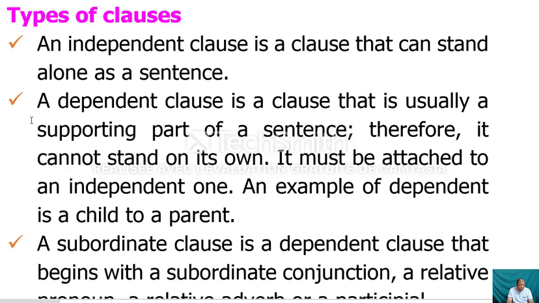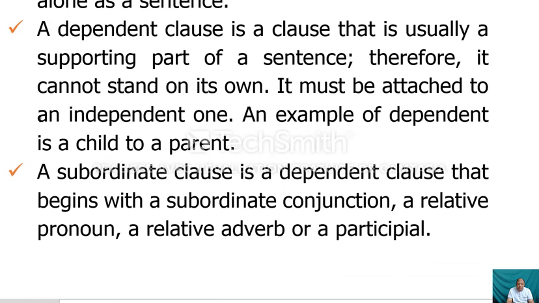But when we speak about a dependent clause, this one cannot stand alone. It must be attached to another clause. That clause can be independent. And both of them, the independent and the dependent, will give us a sentence.